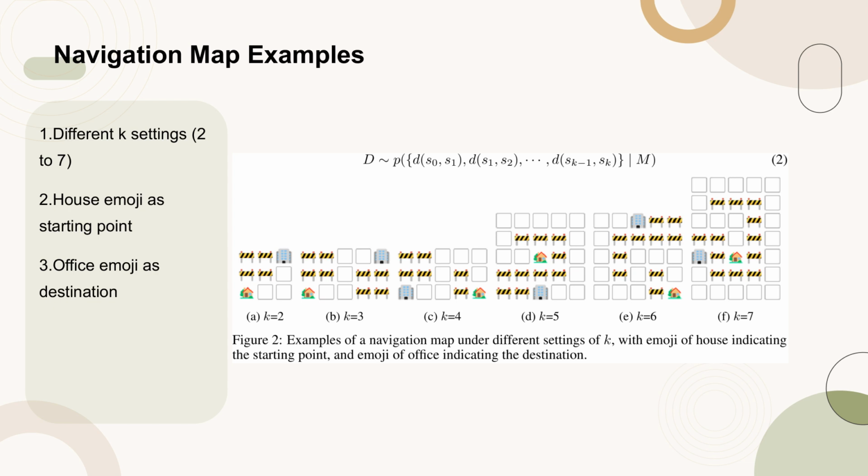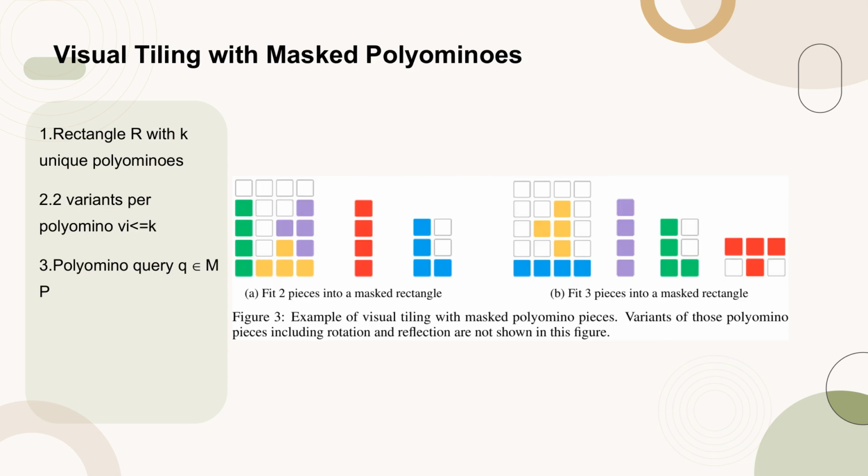Figure 3 illustrates an example of visual tiling involving a rectangle with masked polyomino pieces. The task requires selecting the appropriate polyomino variant to fit within the rectangle. The figure does not show the variants of the polyomino pieces, including their rotations and reflections.